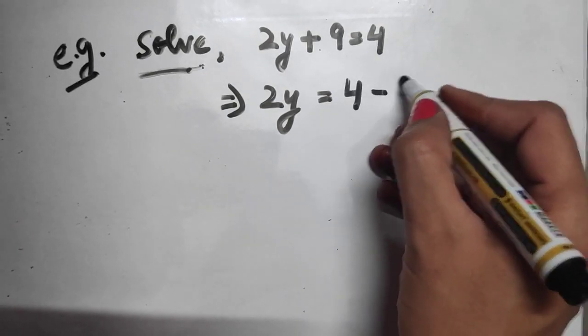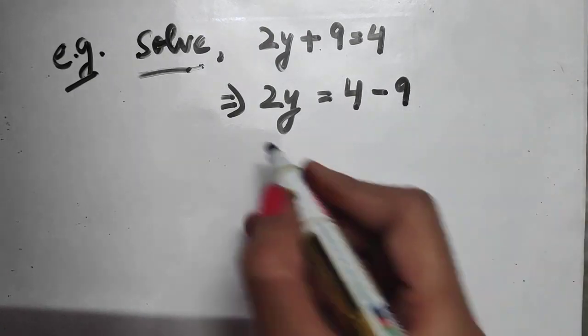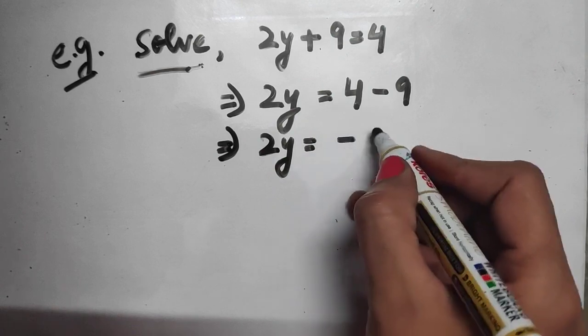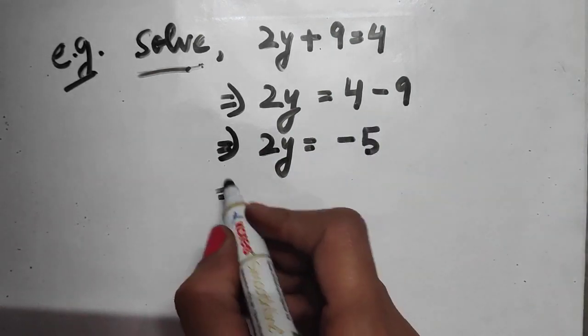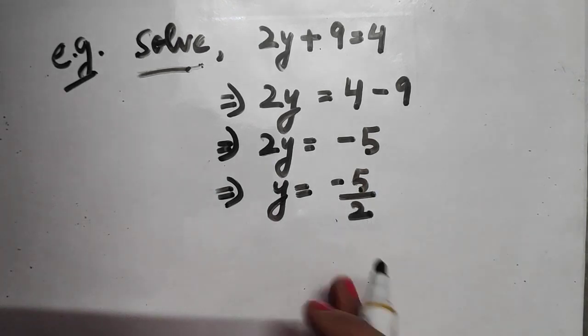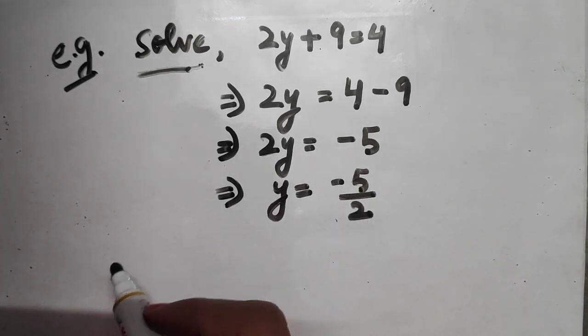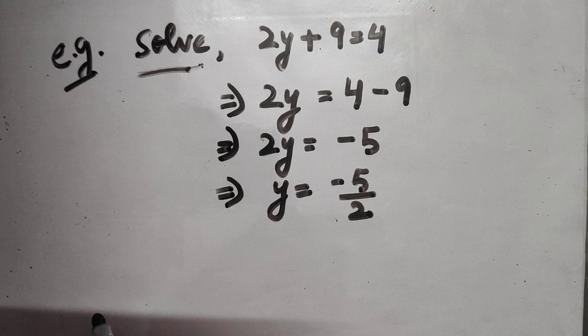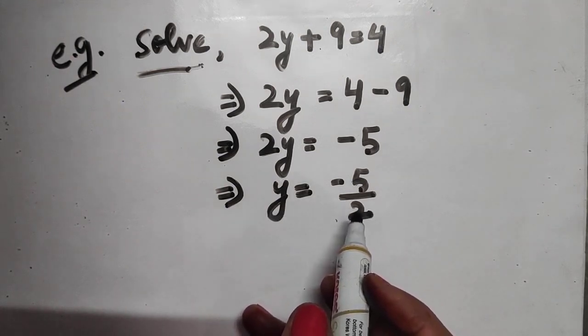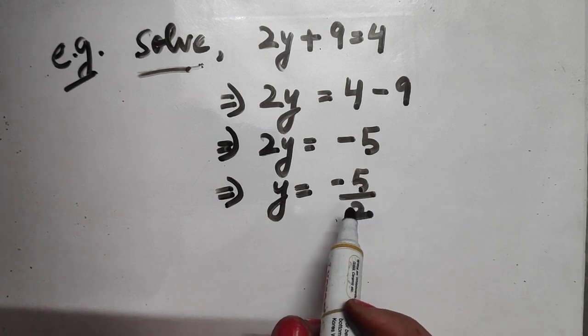So it will be 4 minus 9. Here it will be 2y is equal to minus 5. Now y will be equal to minus 5 over 2. This is the answer. Now in a few of the questions it may be required that you are supposed to check whether this is the solution of this equation or not, or whether this is the value of y or not.